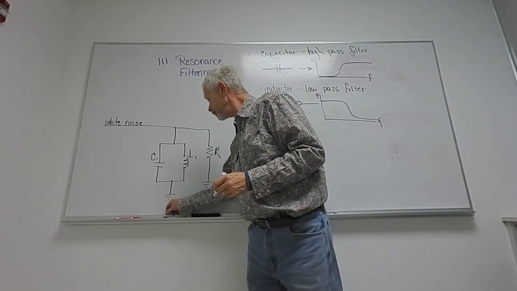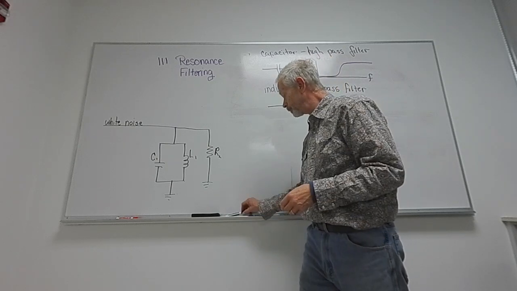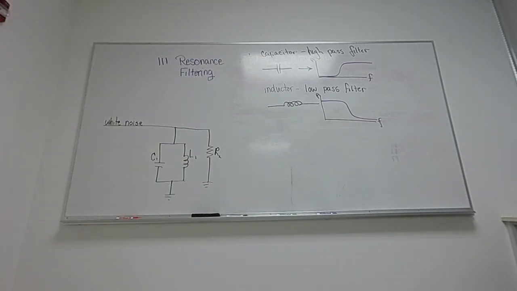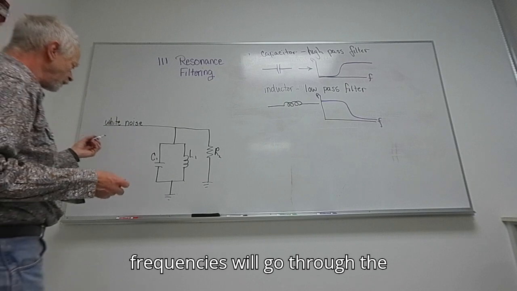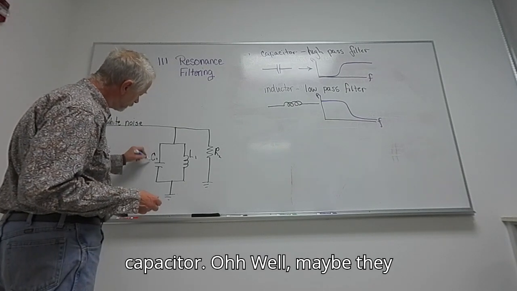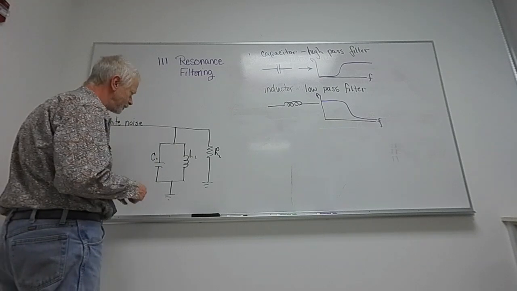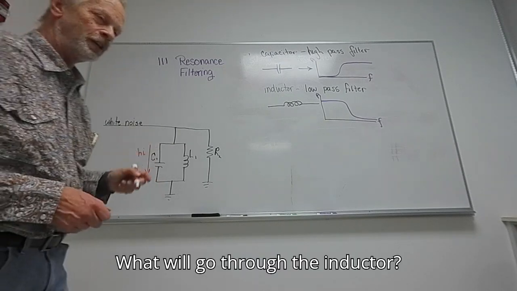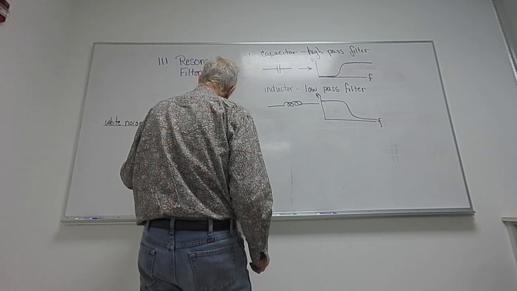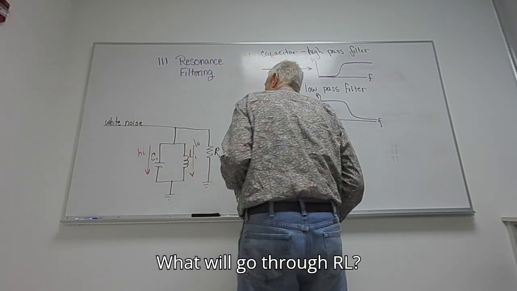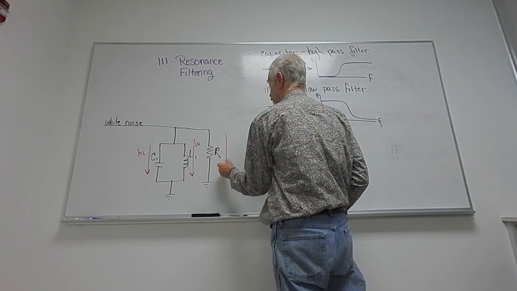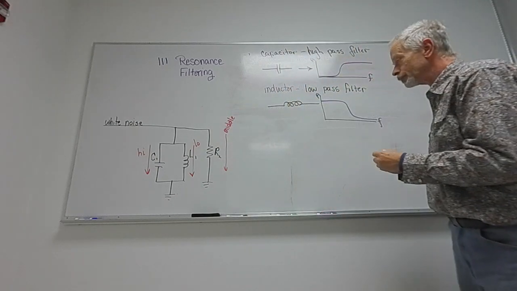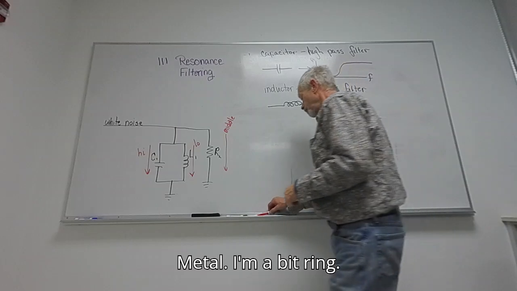What will happen here? What's going to go through the capacitor? High frequency white noise. High frequencies will go through the capacitor? Oh, well, maybe they won't. What will go through the inductor? What will go through RL? Wires here or electricity. Middle. Oh, mid-range.